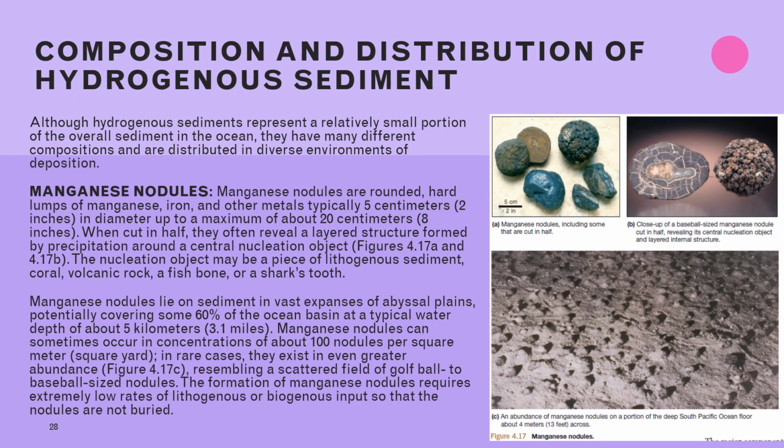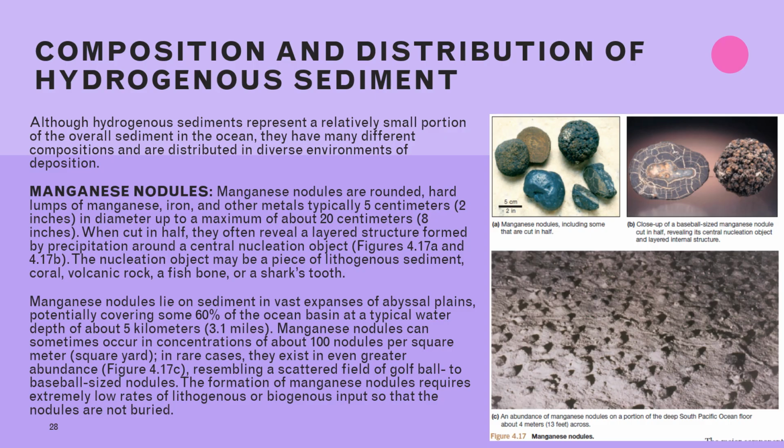So, composition and distribution of hydrogenous sediments. Although hydrogenous sediments represent a relatively small portion of overall sediment in the ocean, they have many different compositions that are distributed in different diverse environments of deposition. So, number one is manganese nodules.